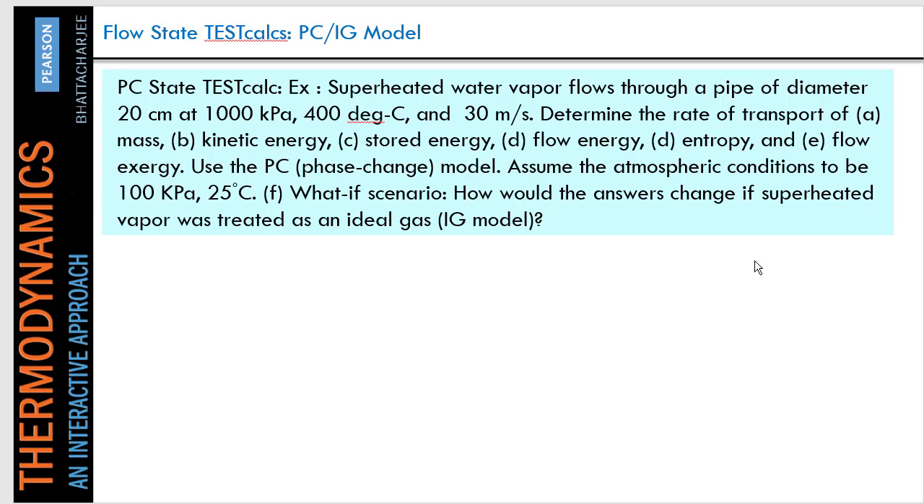This problem states that superheated water vapor flows through a pipe of diameter 20 centimeters at 1000 kPa, 400 degrees C, and 30 meters per second. And it asks to determine different rates of transports. So since it's superheated water vapor or steam, the best choice is the PC model. And it's obviously a flow state since it gives you a velocity and it's flowing through a pipe.